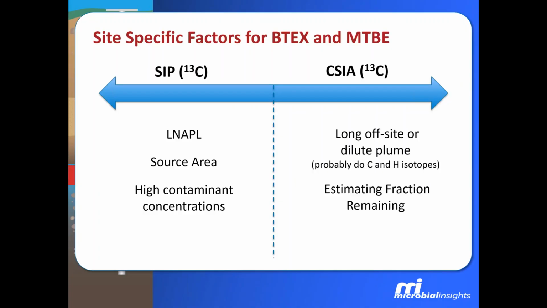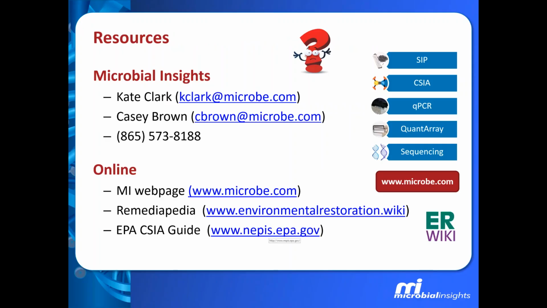If we have a long or dilute plume, then CSIA could probably be used, though you probably want to do two-dimensional CSIA, doing both carbon and hydrogen isotopes. And as we've said before, if you would like to estimate the fraction of contaminant remaining or the fraction of contaminant that has been biodegraded, CSIA can provide you with that information. So with that, I'll conclude my remarks, and if we have time for questions, I'll be happy to address any of those.